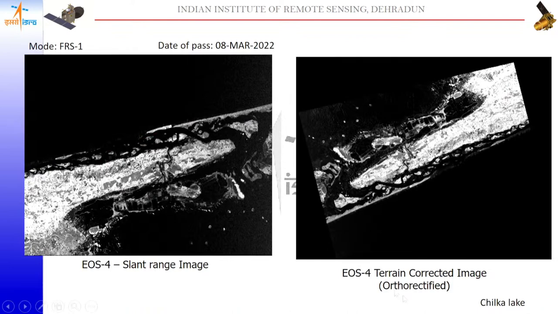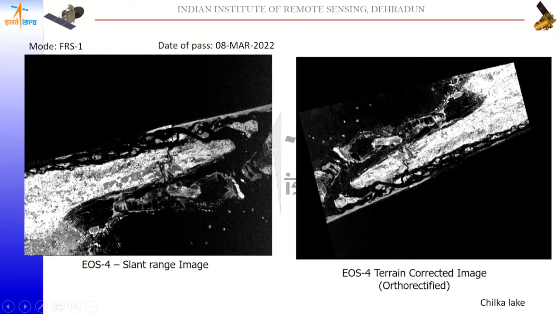This is another image, of Chilka Lake. You can see this is the slant range image, and this is the terrain corrected image. Here you can see the brighter things, vegetation, and this side is the ocean, and this is the lake.